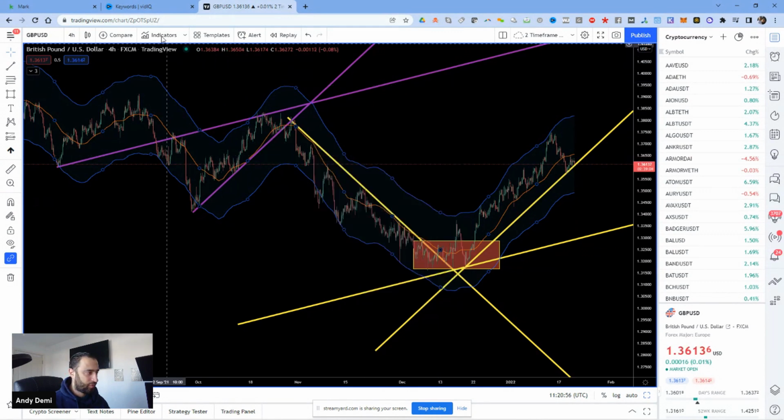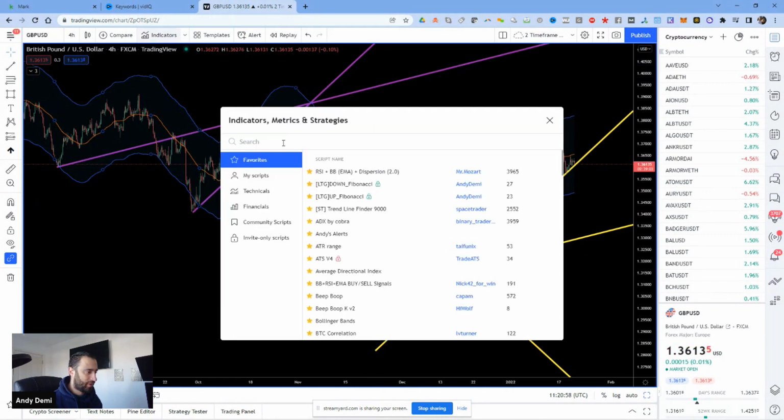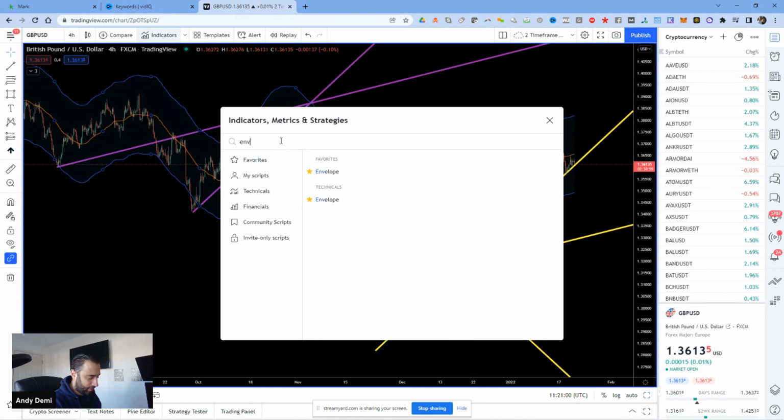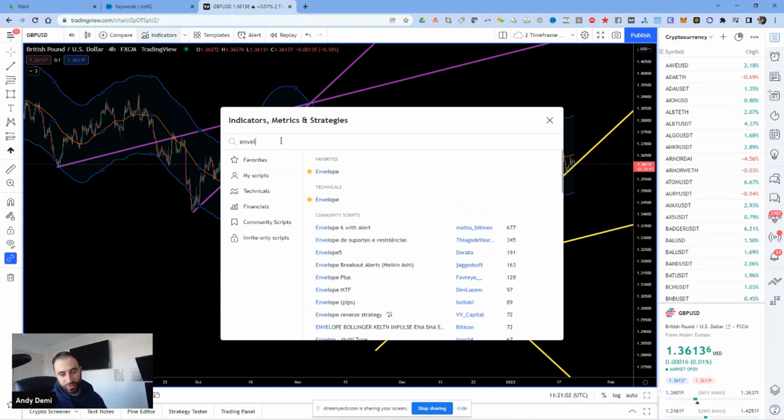If you want to find this indicator, you need to download TradingView if you don't already have it. TradingView is a web-based trading platform. There is a free version that you can use, and there are also some paid versions. And I can put a link in the description if you guys need me to. So here's the one that you want, envelope.